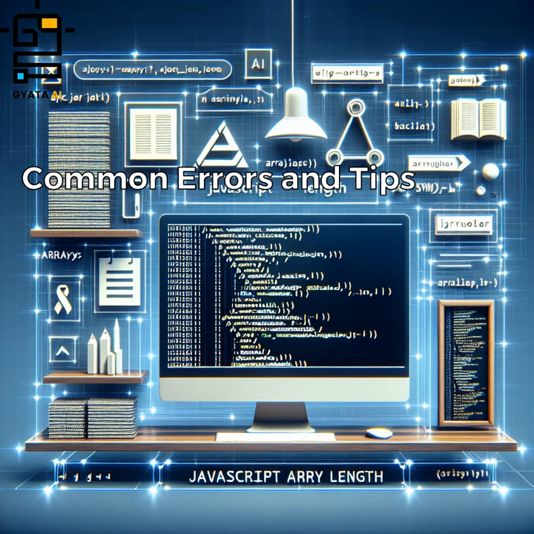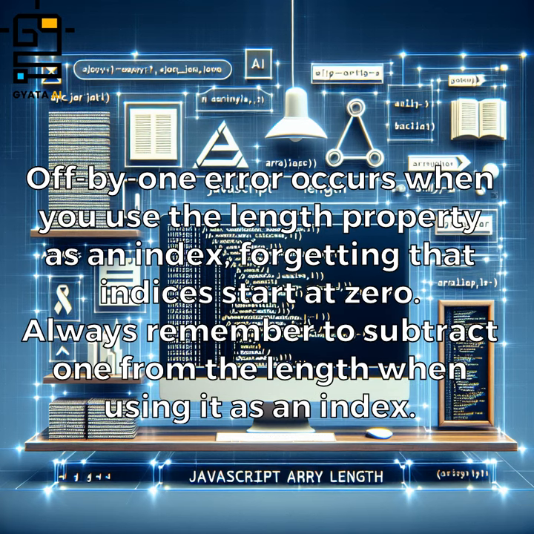Common errors and tips. Off by 1 error occurs when you use the length property as an index, forgetting that indices start at 0. Always remember to subtract 1 from the length when using it as an index.